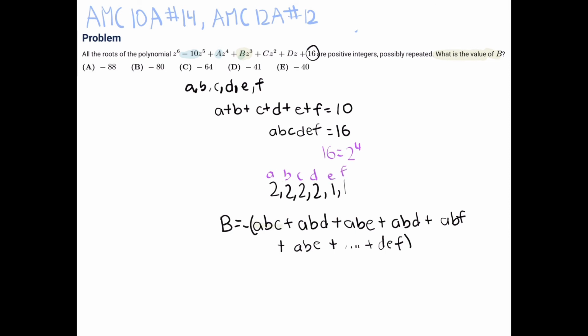Those are all different. So the coefficient b, that's what we're looking for, equals negative the sum of the products of these subsets of 3. If we calculate that in the end, we're going to get negative 88, which is A on the test. Thank you.